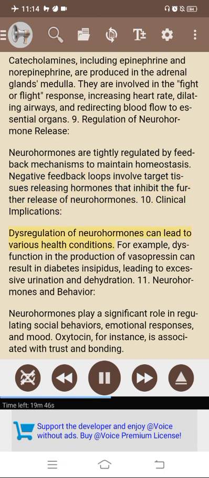10. Clinical implications. Dysregulation of neurohormones can lead to various health conditions. For example, dysfunction in the production of vasopressin can result in diabetes insipidus, leading to excessive urination and dehydration. 11. Neurohormones and behavior. Neurohormones play a significant role in regulating social behaviors, emotional responses, and mood. Oxytocin, for instance, is associated with trust and bonding.